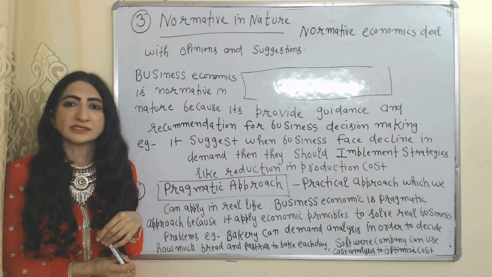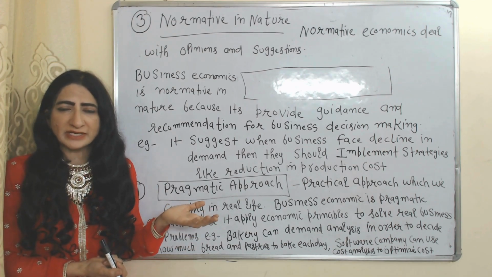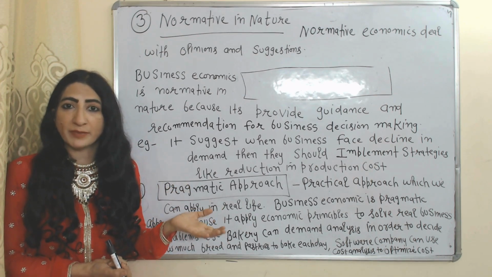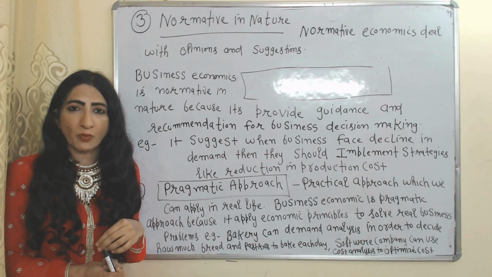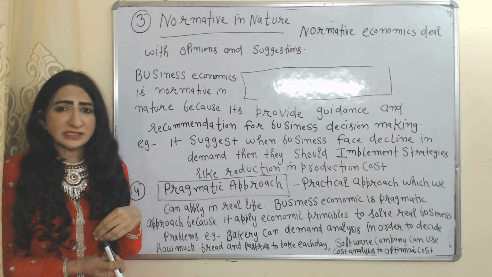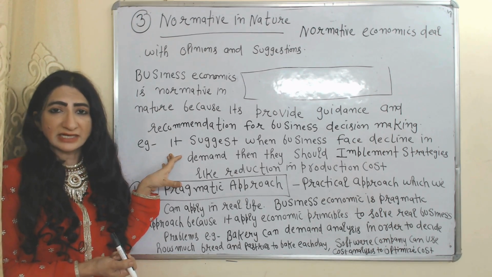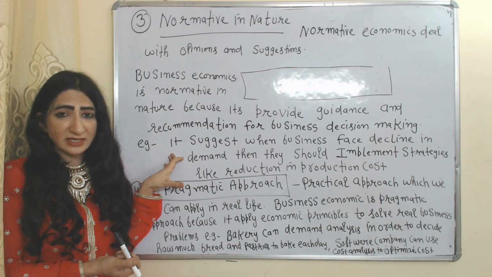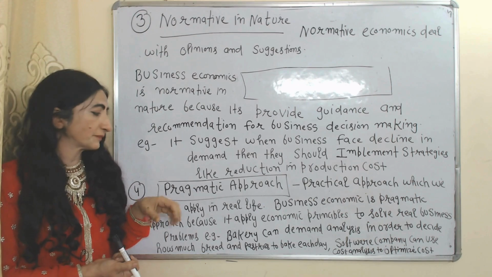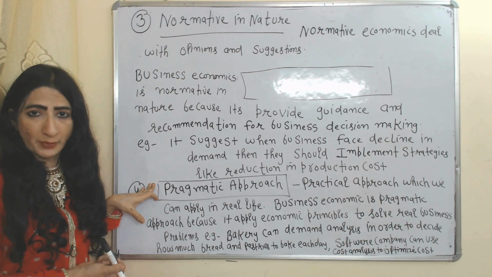Next, normative in nature. Business economics is normative in nature. Normative economics deals with opinions and suggestions, and business economics is normative in nature because business economics provides guidance and recommendation for business decision. For example, business economics suggests when business faces a decline in demand, then they can adopt strategies like reduction in production cost.